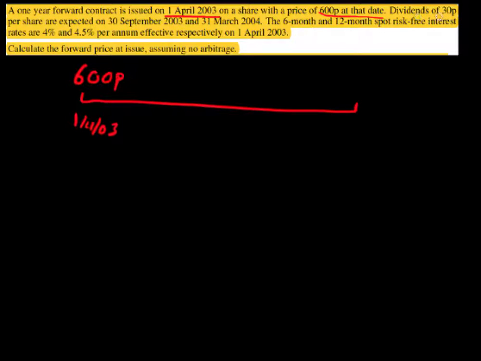And it says that we're going to be getting a dividend of 30 pence per share expected on the 30th of September 03 or the 1st of October. So that's in 6 months' time. So I'll just note that, 30th of the 9th, we get 30. And then again on the 31st of March 04, which so happens to be 12 months later. So that's our full year.